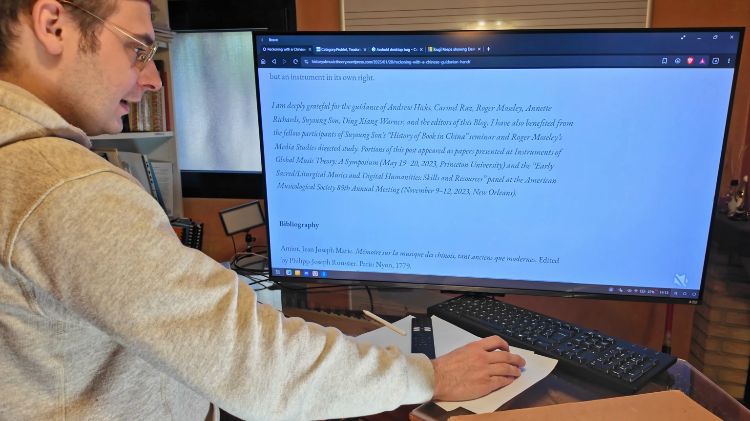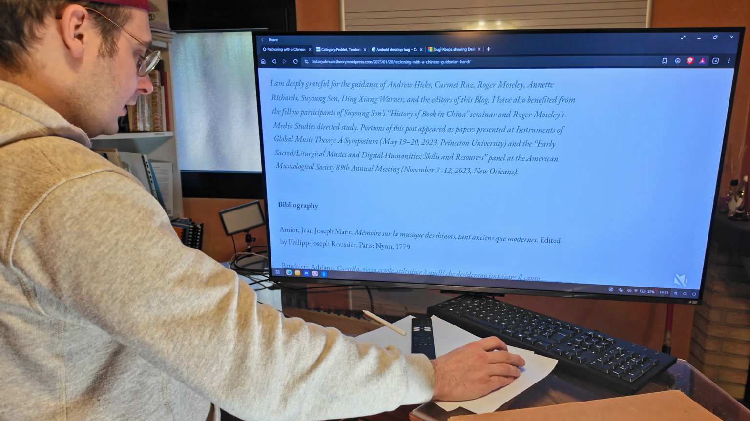And that should be the last paragraph, exactly. And the hand as an instrument of music theory, that's very important.